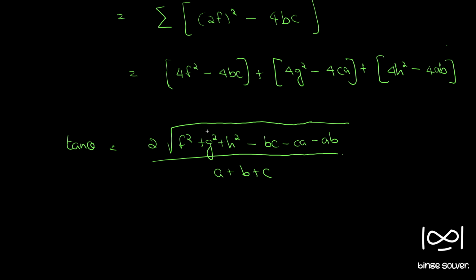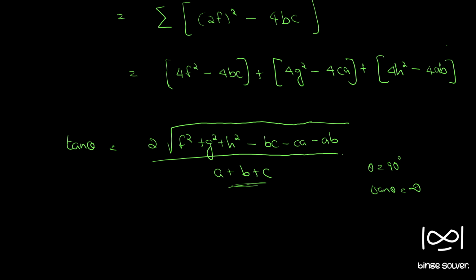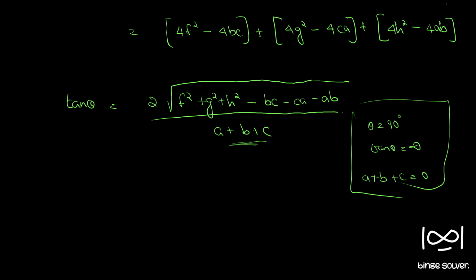So we can use this formula also, and the condition of perpendicularity can be found out from this formula itself. When theta is 90 degrees, tan theta is equal to infinity. That means the denominator term will be 0, so a plus b plus c is equal to 0. This is the same condition we got here. So a plus b plus c equal to 0 is the condition for perpendicularity. We can derive it from here, or take it directly from cos theta equal to 0.